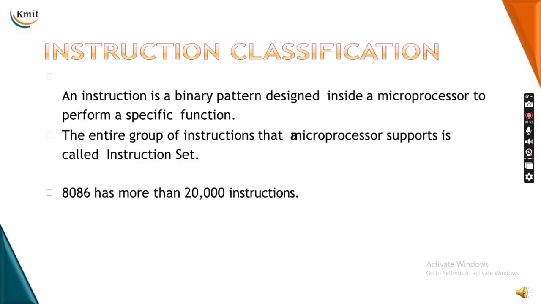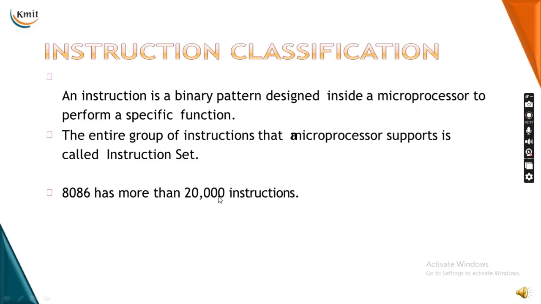Yeah. So first of all, what is an instruction? An instruction is nothing but what you need to do, right? If I give an instruction, sit from this bench to that bench, you have to move from one place to another. Similarly, an instruction is a binary pattern, because your microprocessor understands only binary patterns, designed inside a microprocessor to perform a specific function. So for each and every instruction there will be a specific functionality. The entire group of instructions that a microprocessor supports is called the instruction set. For the 8086 we have more than 20,000 instructions, as it is a complex instruction set.